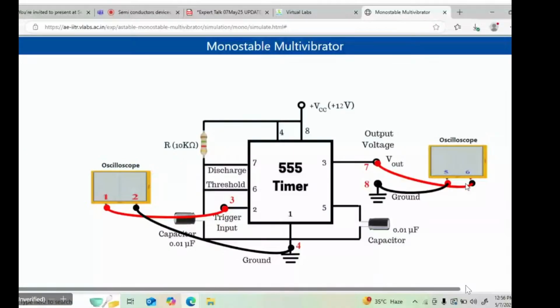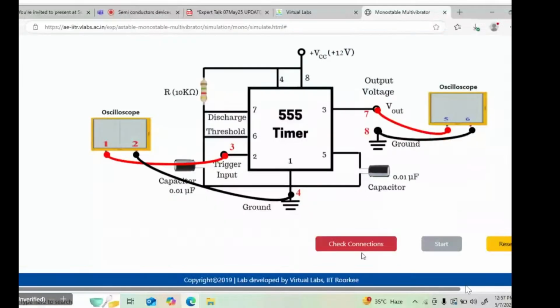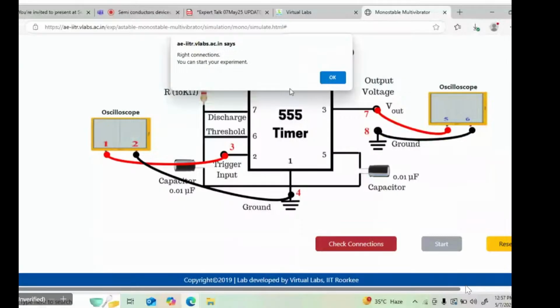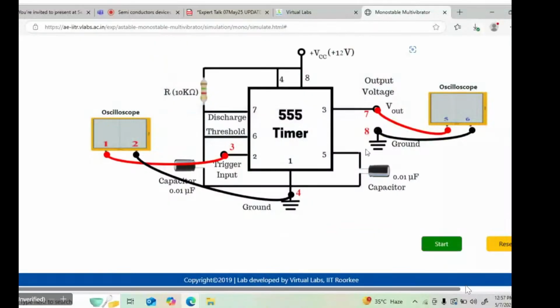7 to 5. Maybe you can delete all connections one time. Okay, yes. 7 to 5, we are connecting this, and now 8 to 6 we are connecting this. Now we can check the connection here. The connections are okay, right connections. Now you can start your experiment here.